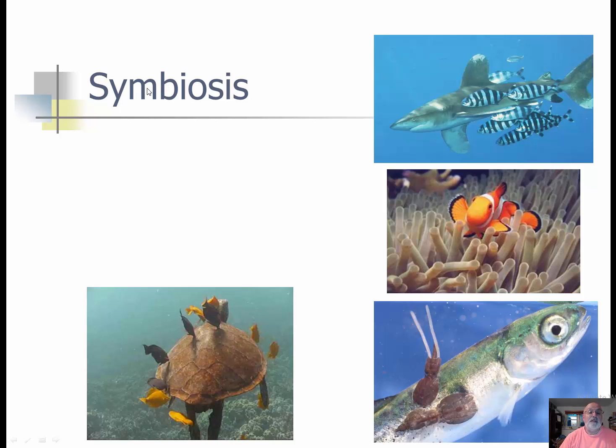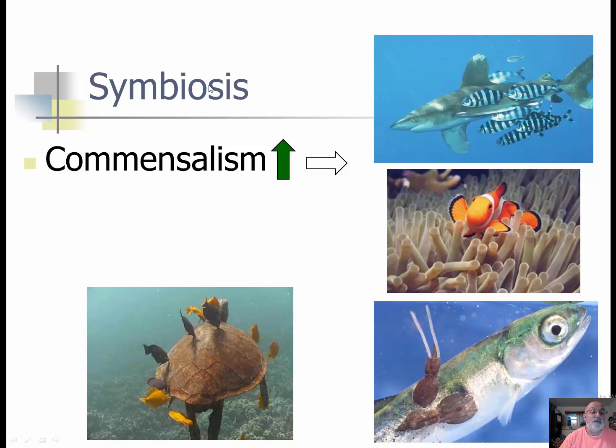Symbiosis is where life actually lives with other life, and you can do it one of three ways. You can have what's called commensalism. This is where one critter benefits and the other critter is not harmed or benefited. The fish that are swimming along with this shark are protected. They also get a little bit of a streamline as the shark goes through the water, but the shark doesn't care at all, doesn't help it, doesn't hurt it, but it does help the fish around it. So it helps one, doesn't bother the other.